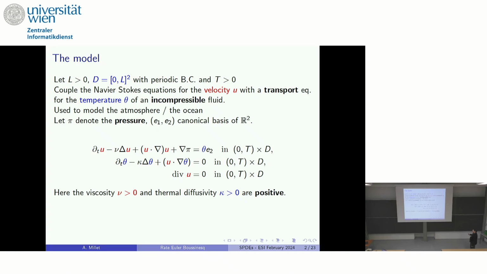On the right-hand side, theta, which is the temperature of the fluid, occurs, and it only acts in the vertical direction. Right? So it has the temperature as an influence. The second equation describes the time evolution of the temperature. So you see it's very much alike the previous equation. So here nu is viscosity, and kappa is called the thermal diffusivity.